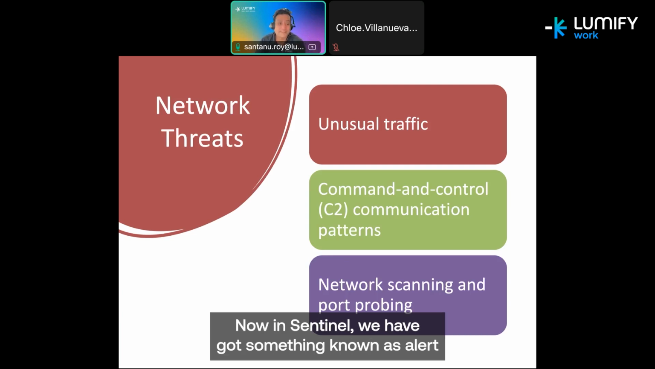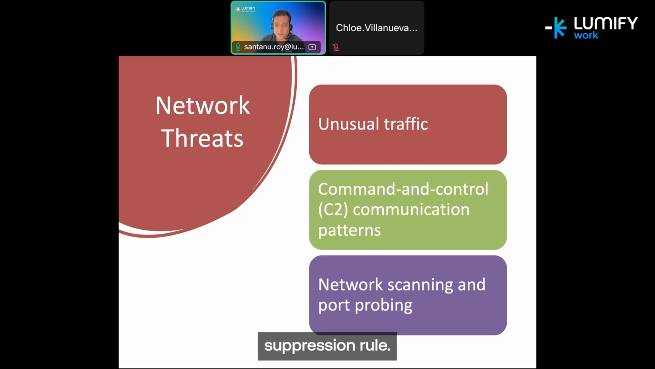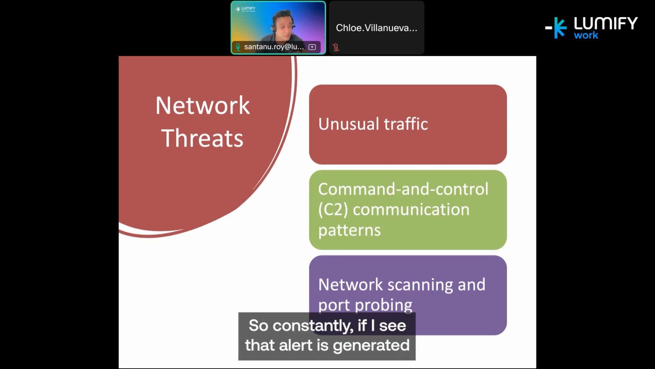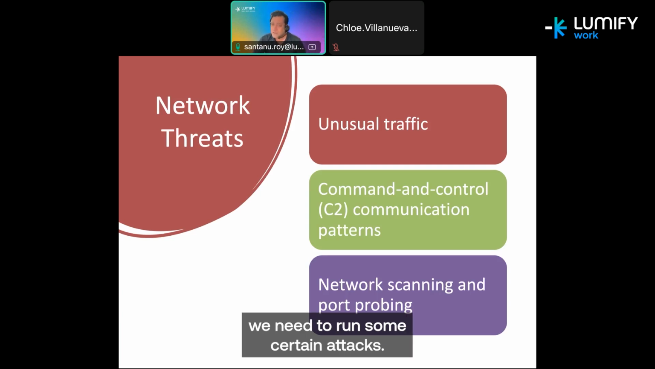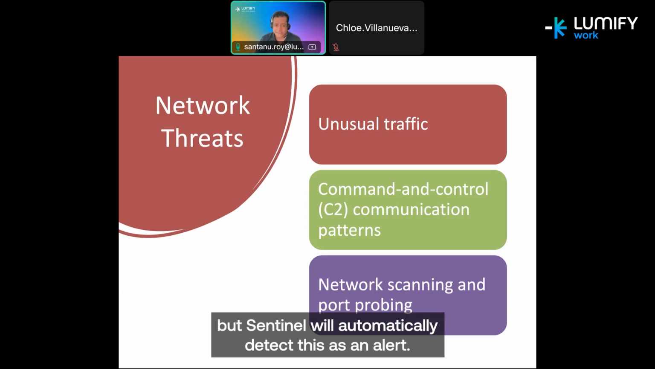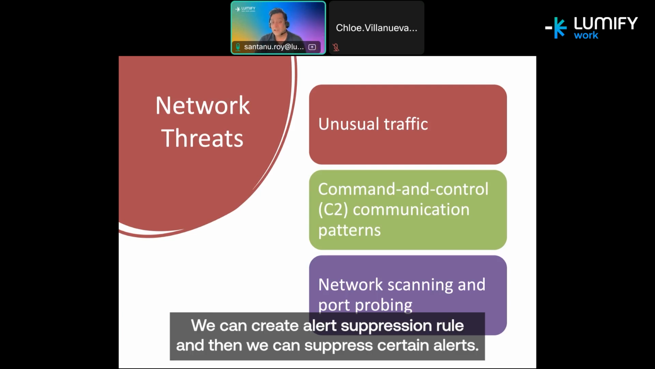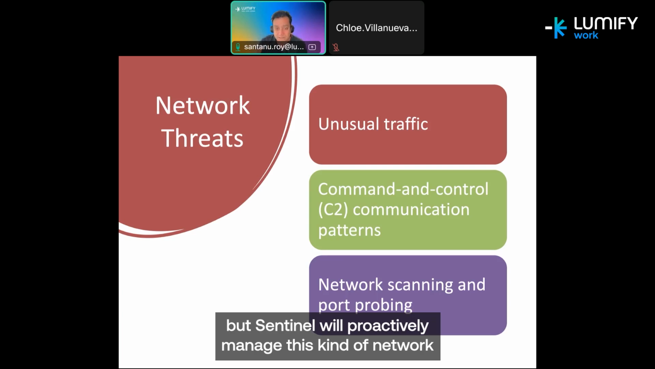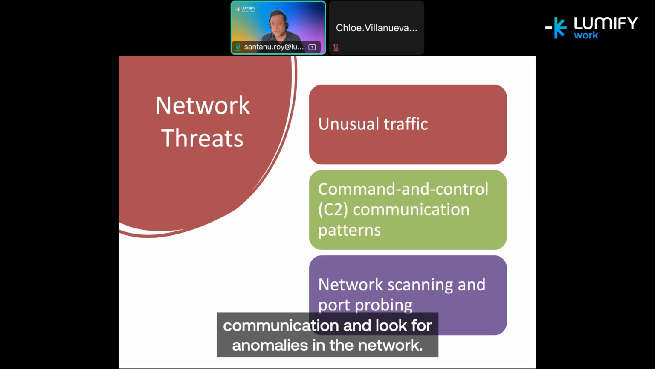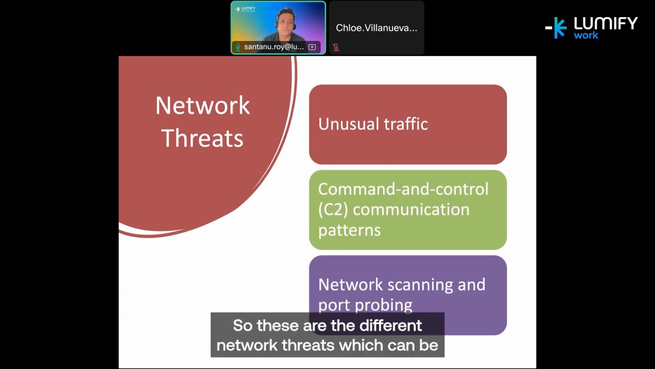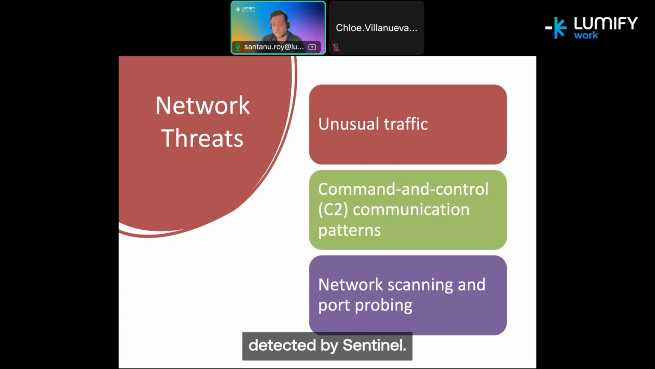Now, in Sentinel, we have something known as an alert suppression rule. So if I see that an alert is generated every time I run Wireshark, sometimes, as a part of our penetration testing, we need to run certain attacks. We know that these attacks are intentional, but Sentinel will automatically detect this as an alert. We can create an alert suppression rule, and then we can suppress certain alerts. That can be done, but Sentinel will proactively manage this kind of network communication and look for anomalies in the network. So these are the different network threats which can be detected by Sentinel.